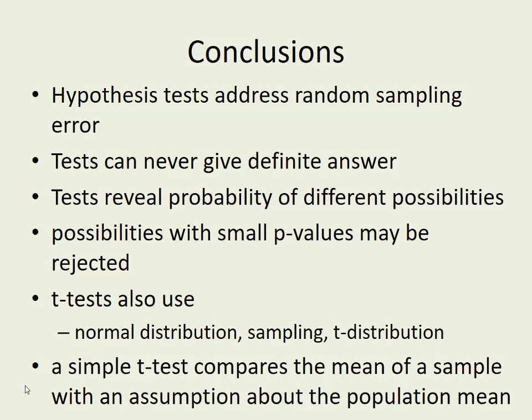And then a simple t-test compares the mean of a sample with an assumption about the population mean. So for example, we've got an assumption that it's still the same as it was in whatever year it was, 1996 or whatever year it was when they did that measurement. So you assume what you're given, what it used to be, and then you want to test whether that assumption still holds true now or not. And we'll see later on there are t-tests that do other kinds of things as well.